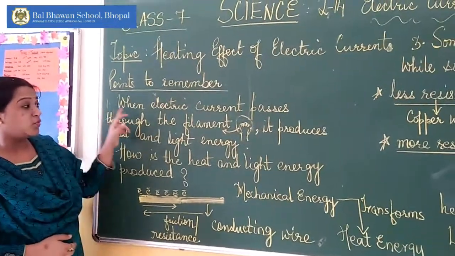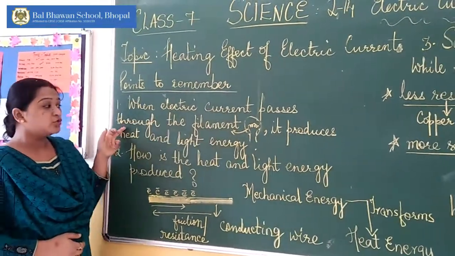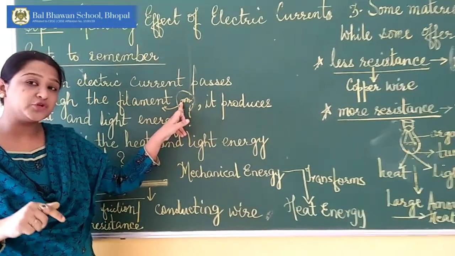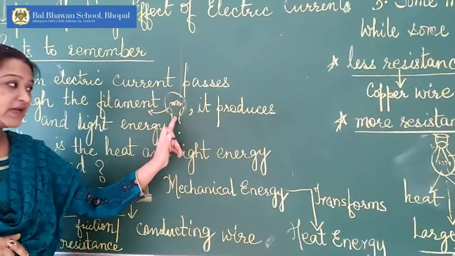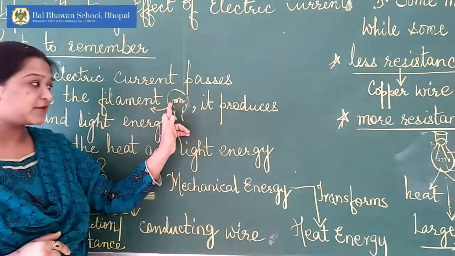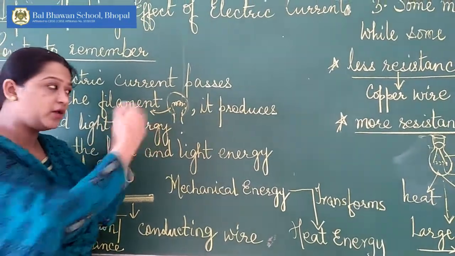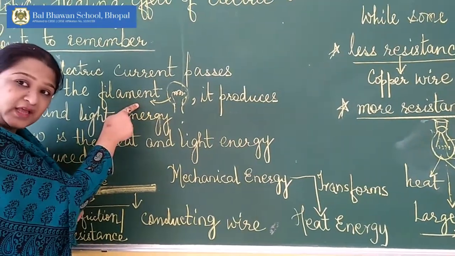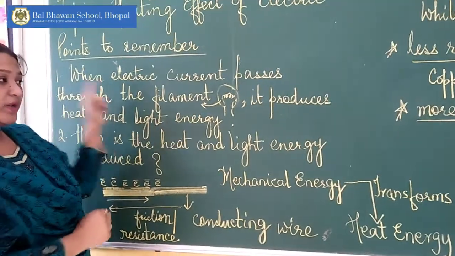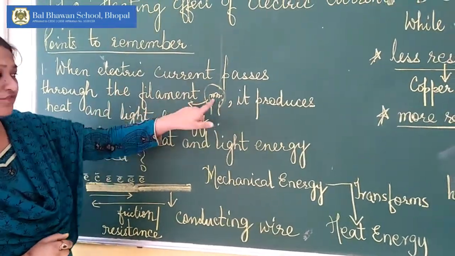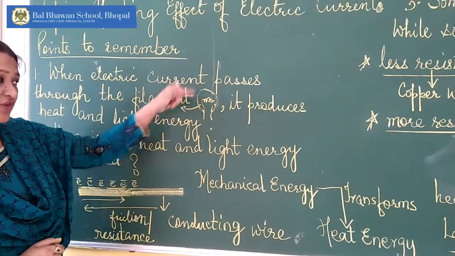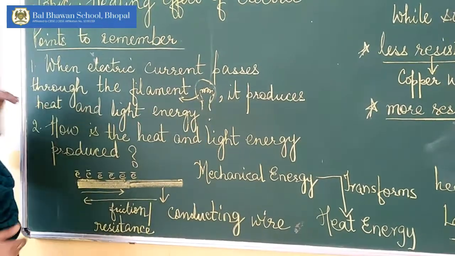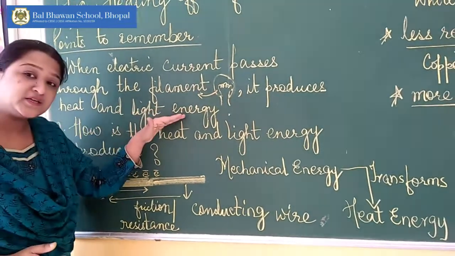Point number 1, when electric current passes through the filament. Now what do you mean by filament? Just go back to your class 6. You remember we did the electric bulb, and in that electric bulb we have a coiled wire. You remember this coiled wire? We call this coiled wire as filament, right? So what happens when electric current will pass through this filament? This filament becomes red hot and it produces heat energy and light energy, right?